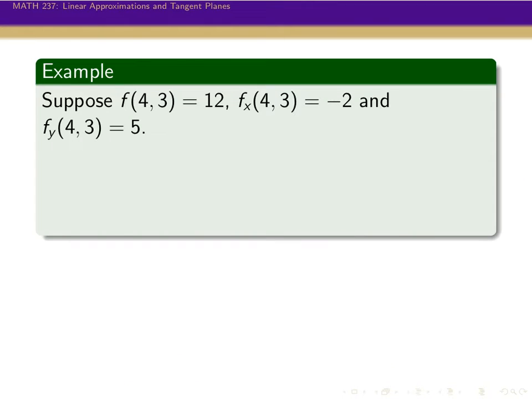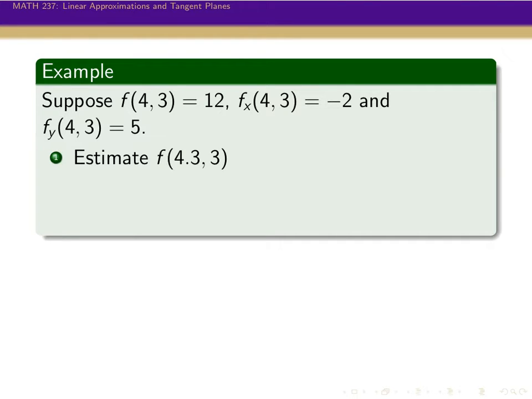So let's look at this example right here. It looks a lot shorter, but it has pretty much all the same information. In fact, it has a little bit more information. And so we're given a function of two variables, and we're told that the value of the function at the point (4,3) is 12. The value of the partial derivative in terms of x at (4,3) is minus 2. And the value of the partial derivative in terms of y at (4,3) is equal to 5.